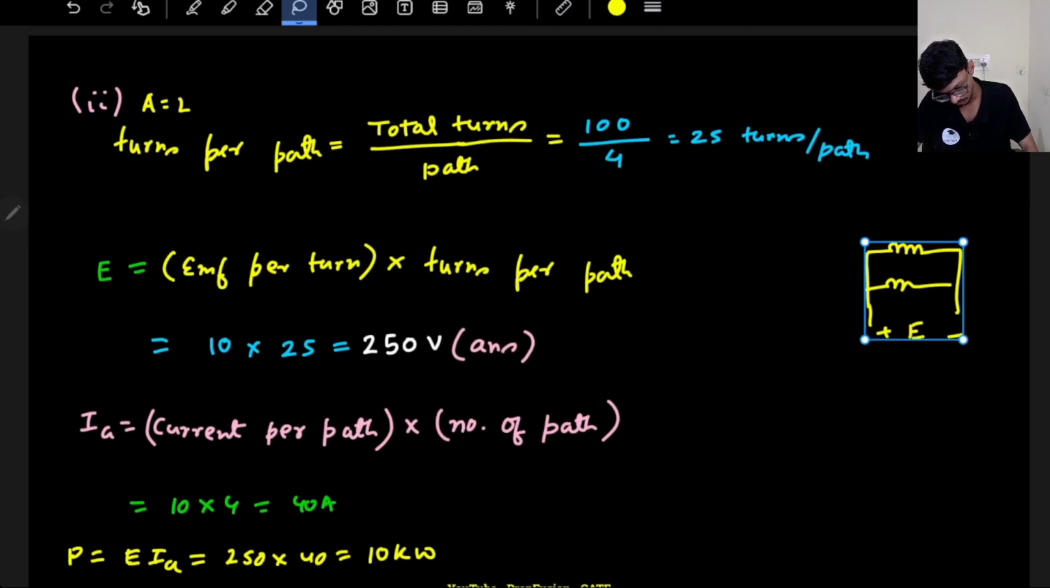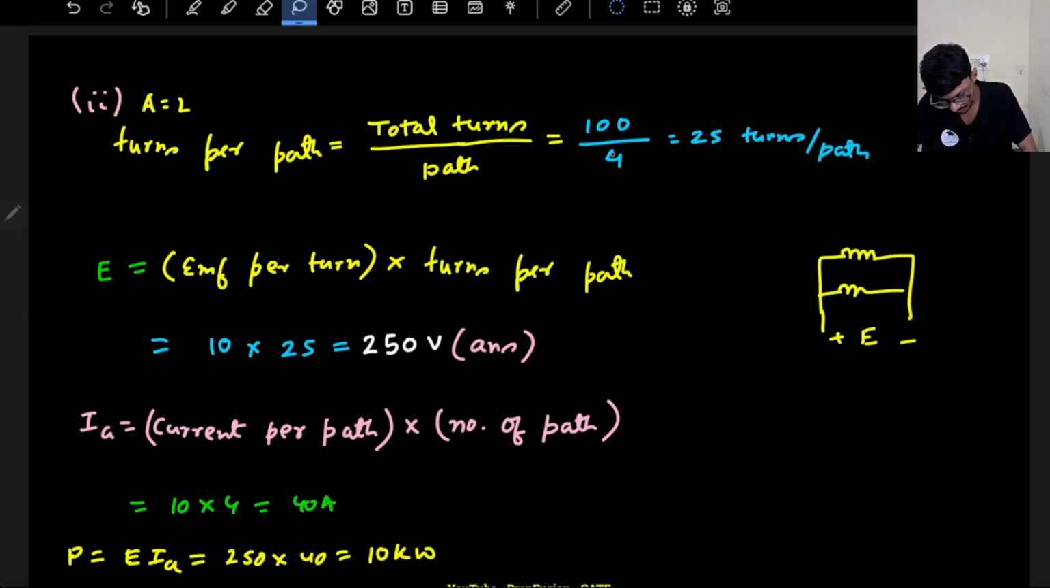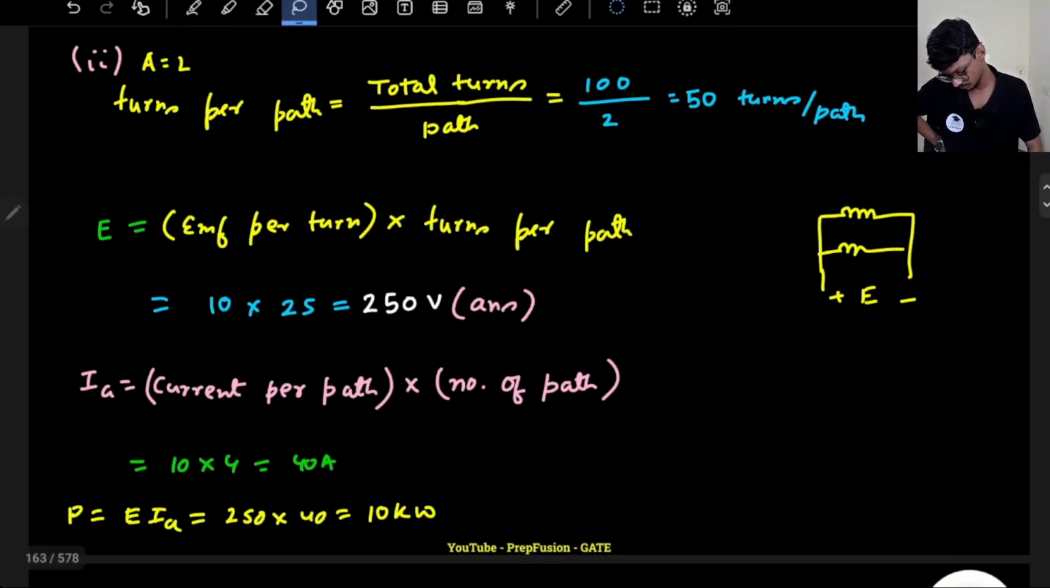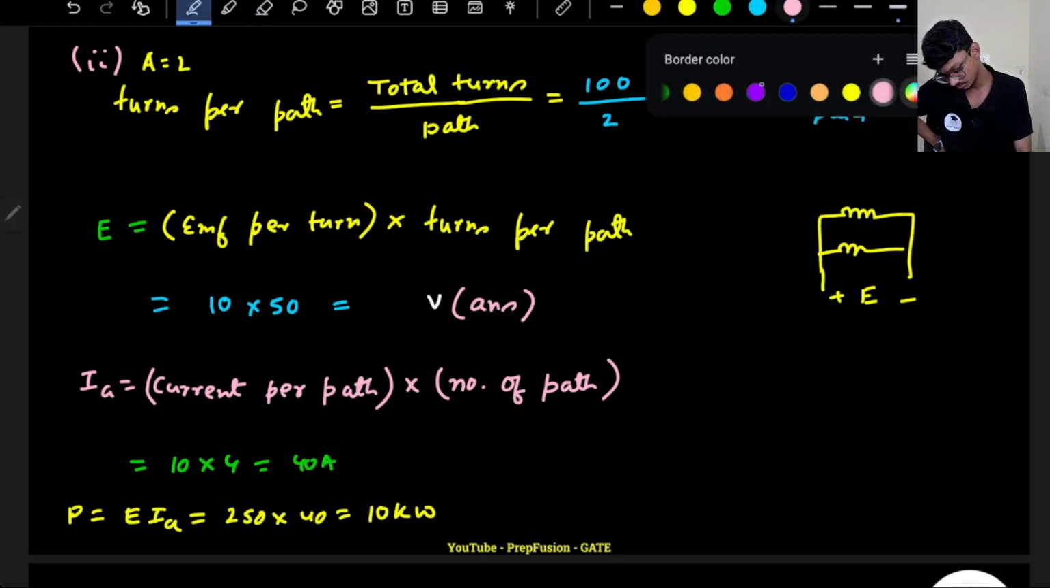So turns per path this time will be, I have two parallel paths, so this will be 100 by 2. So this will be 50. Now this is turns per path. So EMF per turn 10 into turns per path, 10 into 50. So this will be 500.